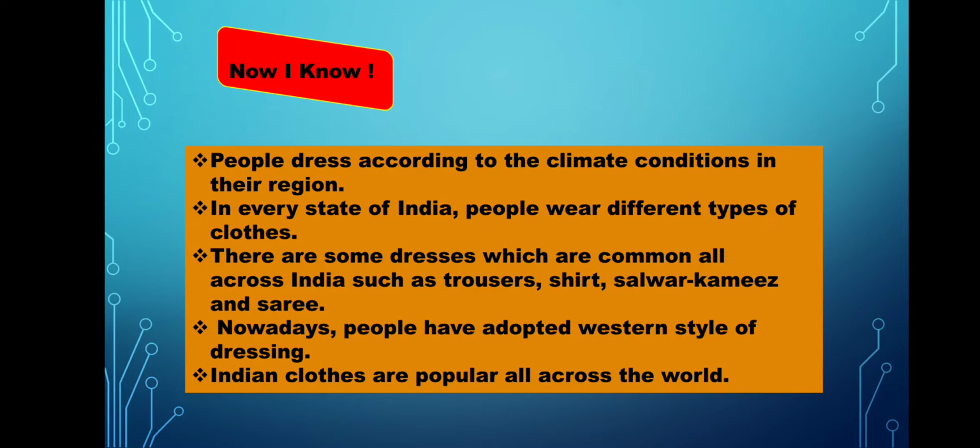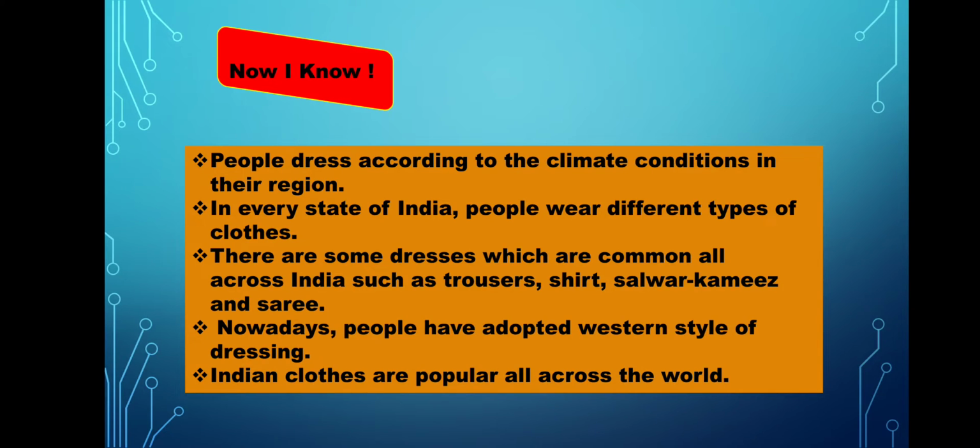Now we have reached the end of the chapter. What are the things we have learned? Let's have a quick recap. People dress according to the climatic conditions in their region. In every state of India, people wear different types of clothes. We have seen that according to the climatic conditions, we adapt our dressing.